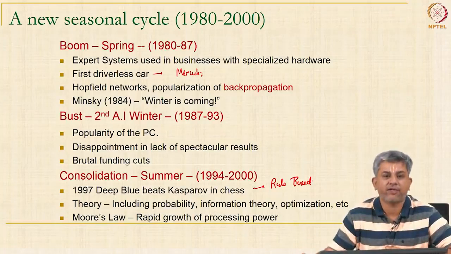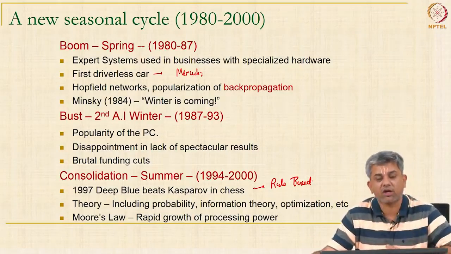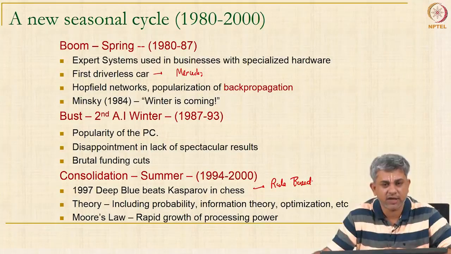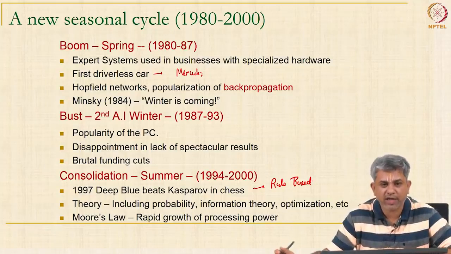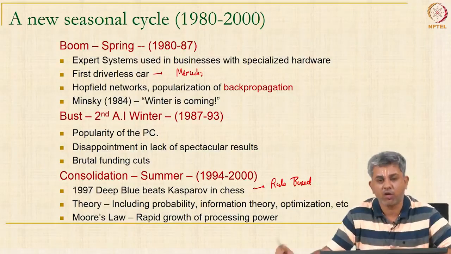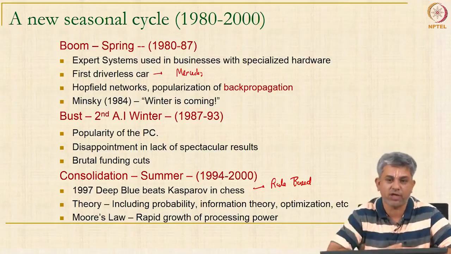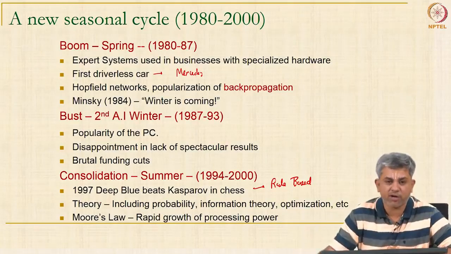So in 1997, Deep Blue beat Kasparov in chess. Almost all chess engines that exist today, like Stockfish, are still rule based. There was also simultaneous development in theory, including probability theory, information theory, optimization theory, and good optimization algorithms which we will be using in this course. And of course, there was the stupendous power of Moore's law.